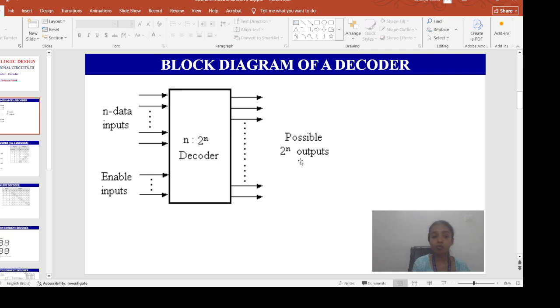A decoder is provided with enable inputs to activate the decoded output based on data inputs. When any one enable input is unasserted, all the outputs of the decoder are disabled.